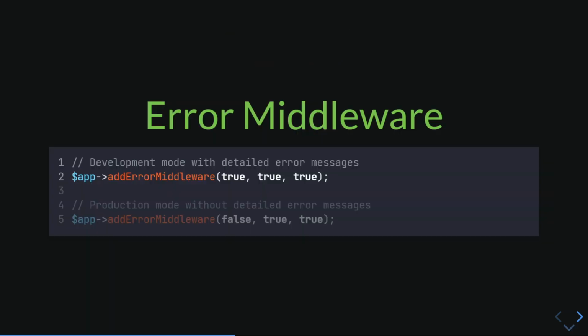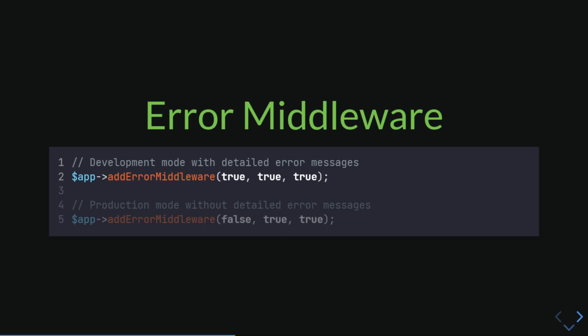Now let's talk about error handling in Slim framework. One of the great things about Slim framework is that it provides a built-in error handling middleware that makes it easy to catch and handle exceptions. You can use the app->addErrorMiddleware method to add the integrated exception handler for your application. This allows you to catch exceptions and display standard error messages to the users.